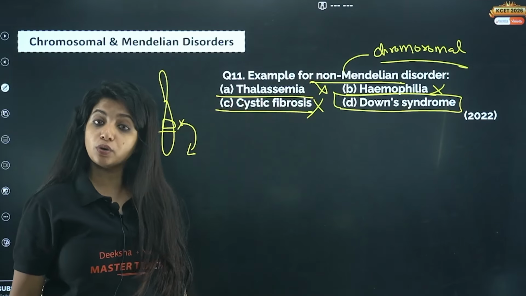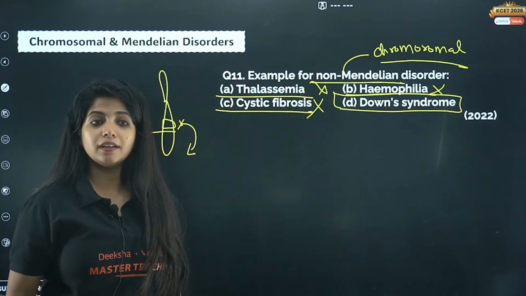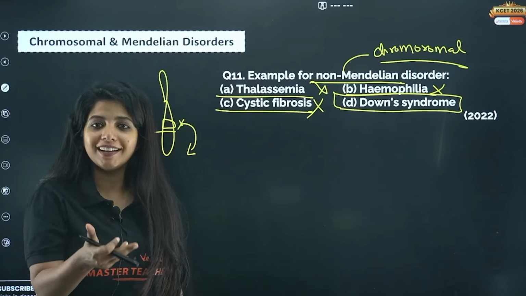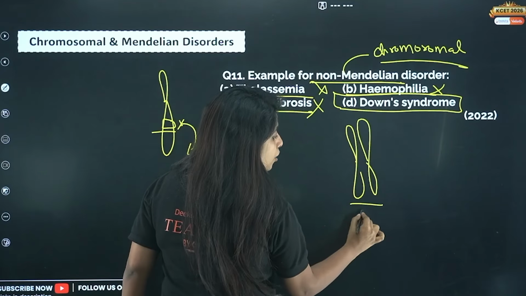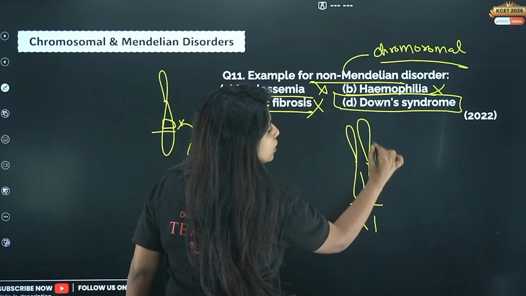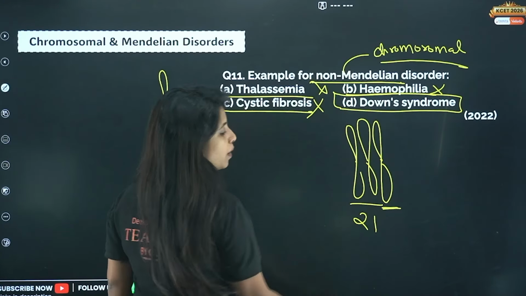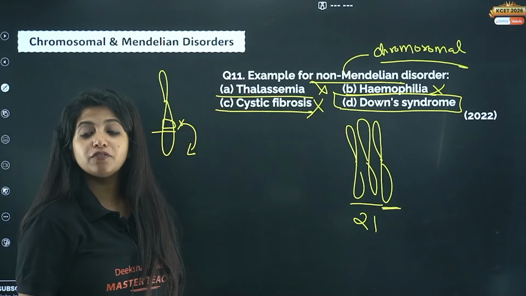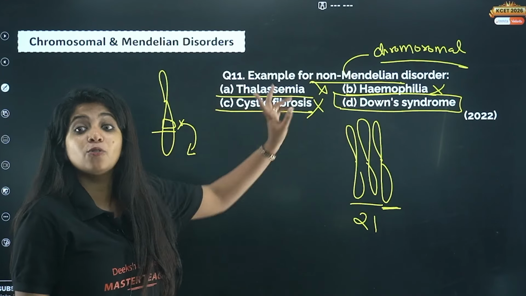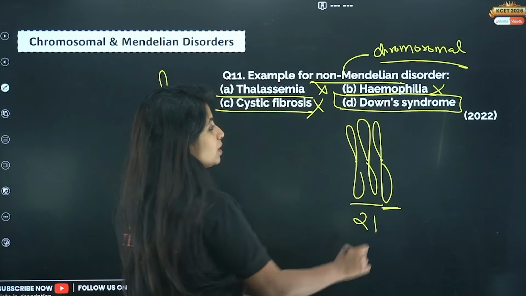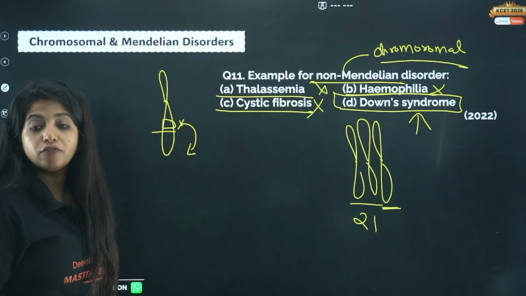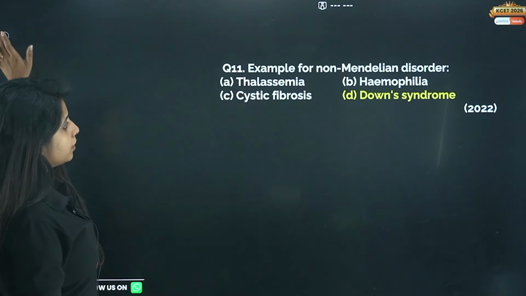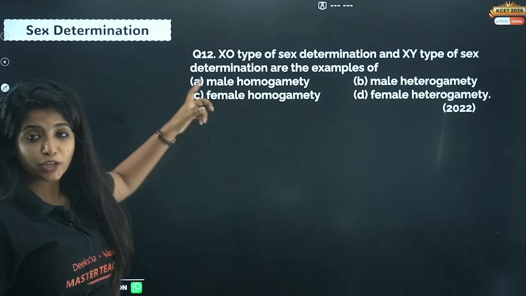Down syndrome is also an autosomal disorder, but over here the number of one autosome is extra. We should be having a pair of 21st chromosomes, but over here we have one more extra chromosome. Trisomy of the 21st chromosome is happening over here. This is a chromosomal disorder. It has to do with the number and structure of the chromosome. So Down syndrome is the example of a non-Mendelian disorder. Let's go ahead with the next question. Just give me a second.